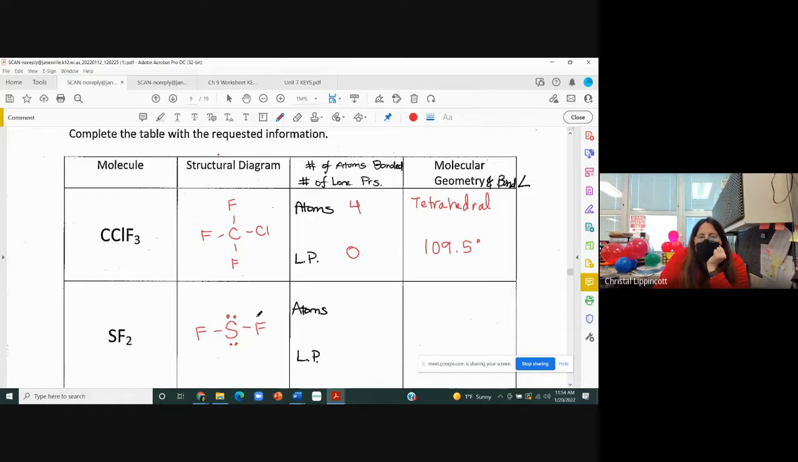All right. Here's what the next one looks like. So you can draw that one in. And we're talking about the central atom here. So see if you can fill out these two and figure out what its geometry is from the chart and its angle.